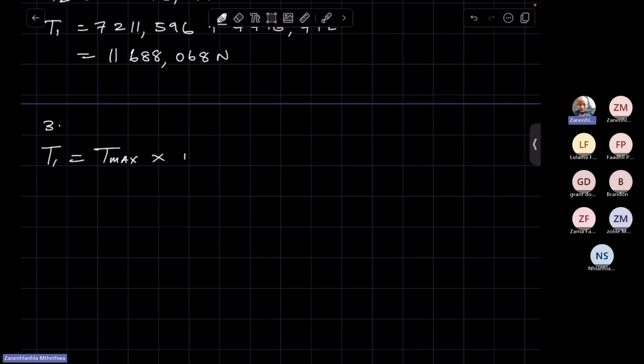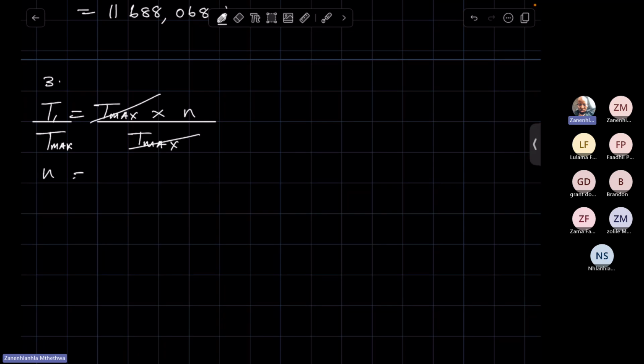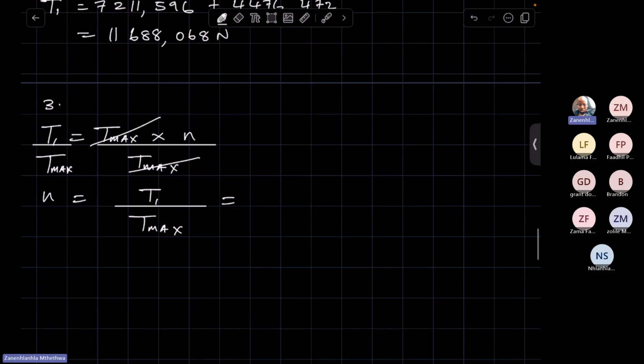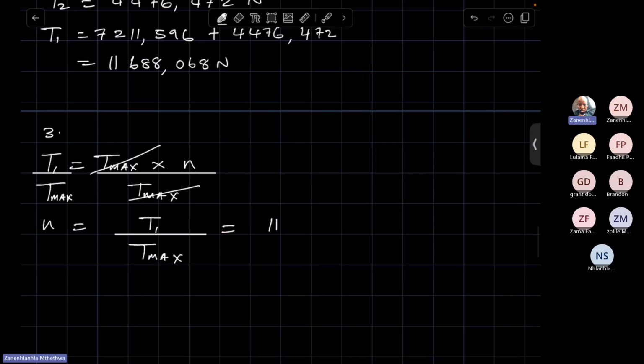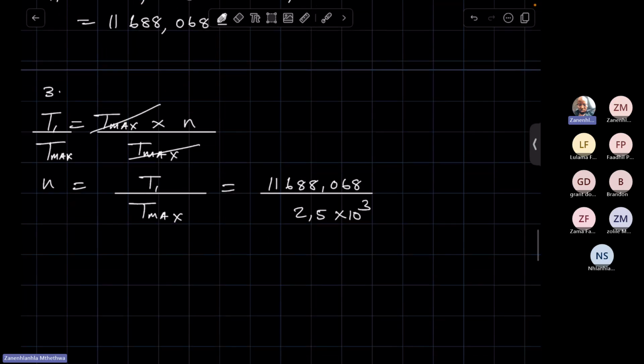So here you were supposed to divide both sides by Tmax, since we're looking for the number of plies, right? Then n will be equal to T1 divided by Tmax. Yes, that was the mistake I made here. So T1 is 11,688,068 divided by Tmax. Tmax is 2,5 kilonewtons. That's 2,5 times 1,000, right?